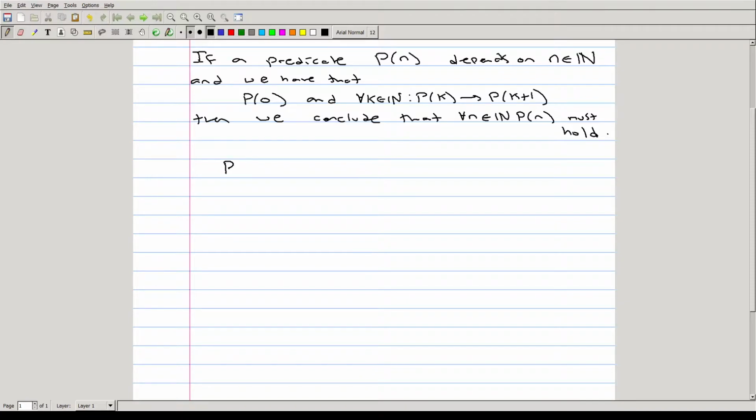Or put a little bit more compactly, if P of 0 is true and for all k in n, P of k implies P of k plus 1, then we have to conclude that for all n in n, P of n. And this statement right here is a tautology.